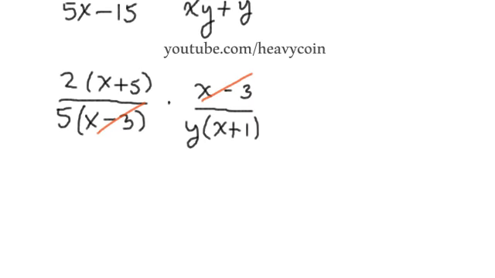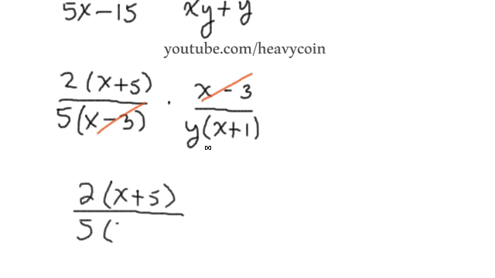Alright, so we're going to be left with 2 times x plus 1 over 5 times, oops, don't forget the y, about forgot it. Let's throw the y in about right here, and then this would be x plus 1 right there. Alright, so we're done with that.